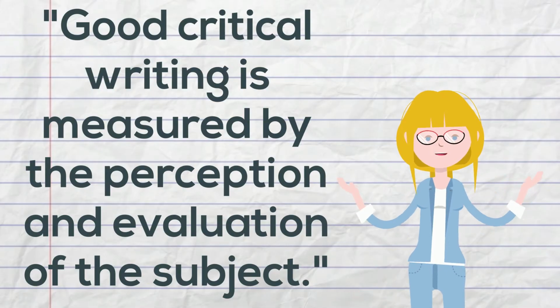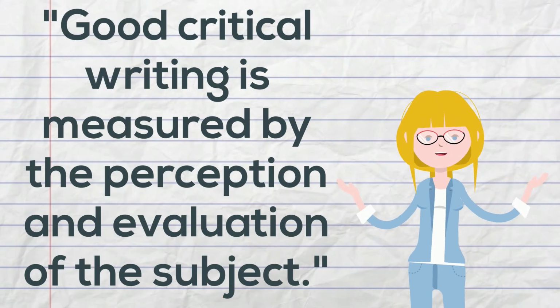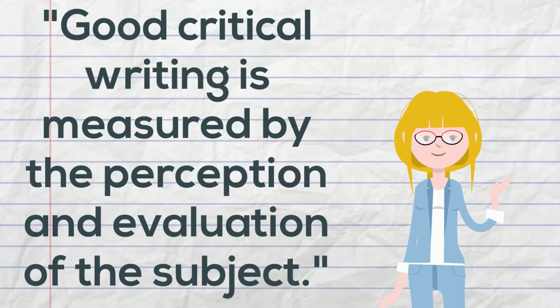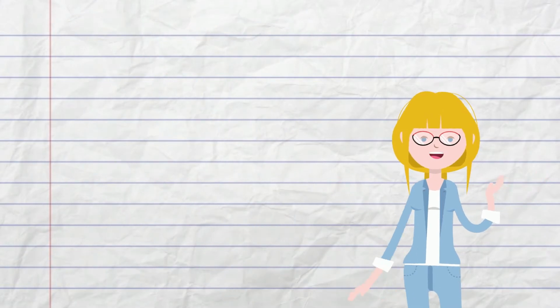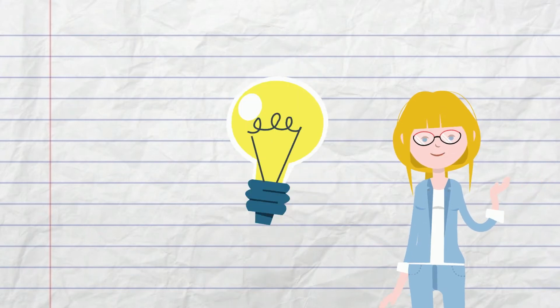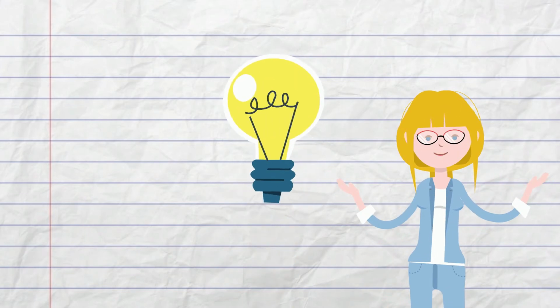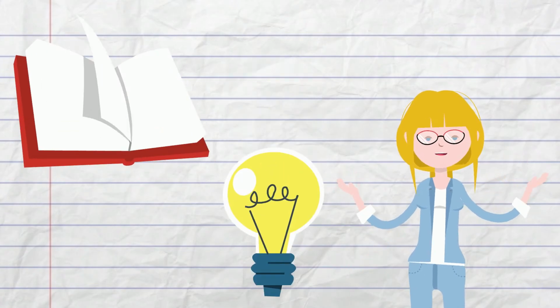It has been said that good critical writing is measured by the perception and evaluation of the subject. In other words, what we write is judged and graded by how we view and evaluate the subject. Because the expression of your thoughts is critical to communication, you should do everything possible to make sure your written work is easy to read and comprehend.